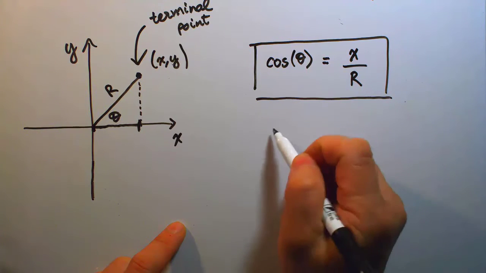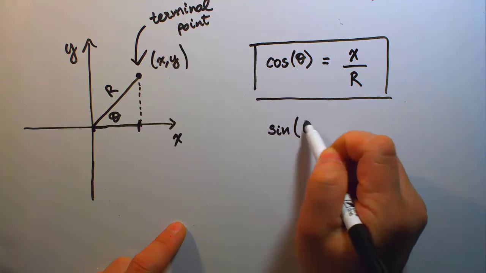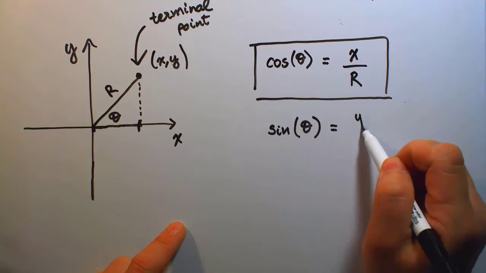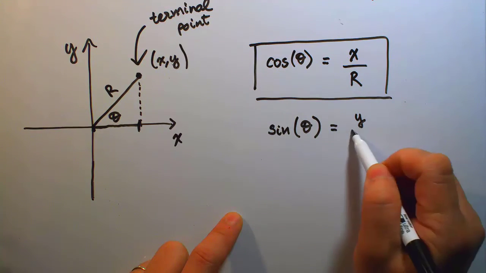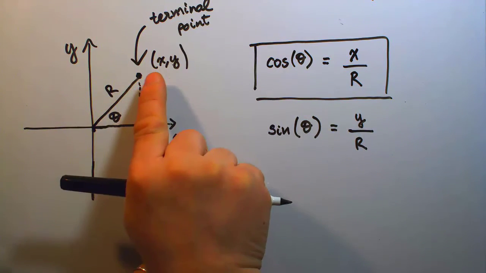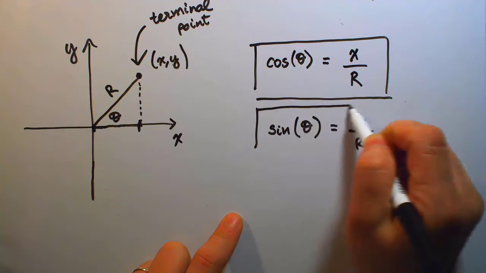And then the sine value of your angle theta is going to be the y coordinate of your terminal point on the xy plane in general, divided by r, where once again r is that same distance from the terminal point to the origin of the x and y axis system.